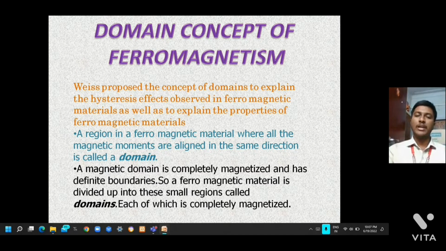A ferromagnetic material is divided up into these small regions called domains, each of which is completely magnetized. In a particular region or boundary, the domains are present and they are aligned in the same direction. Each of them is completely magnetized.